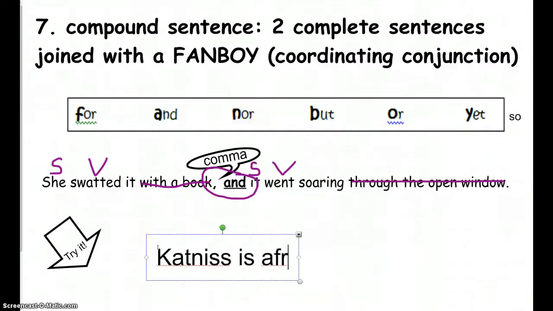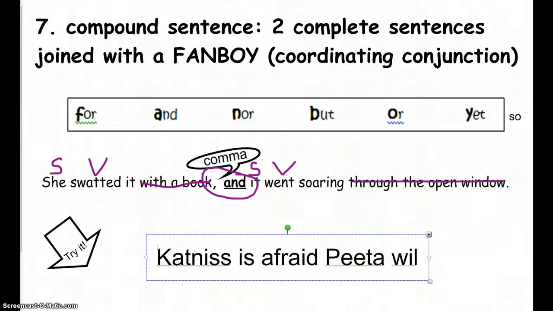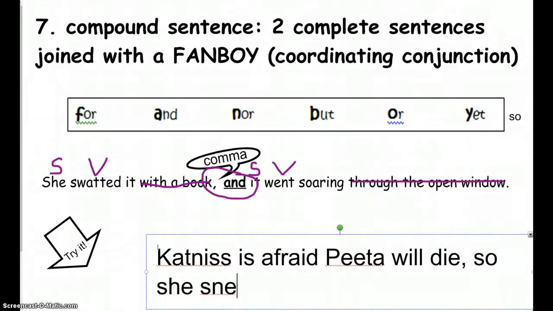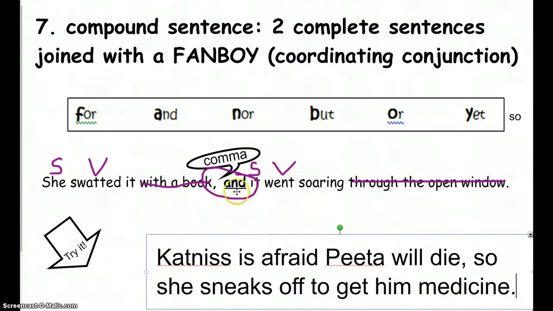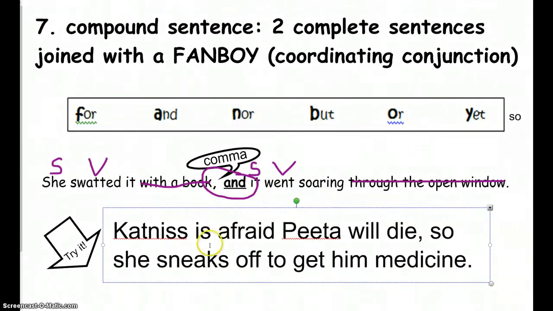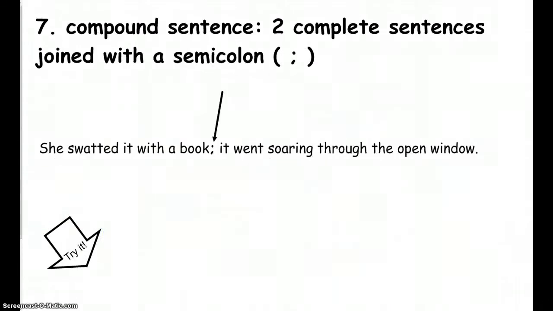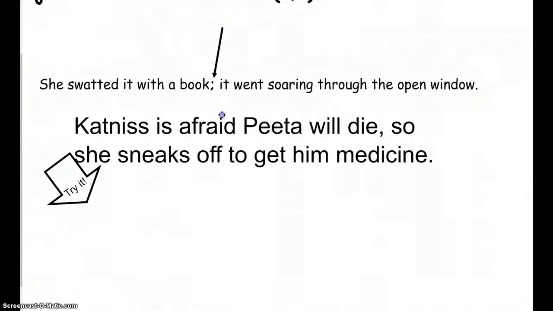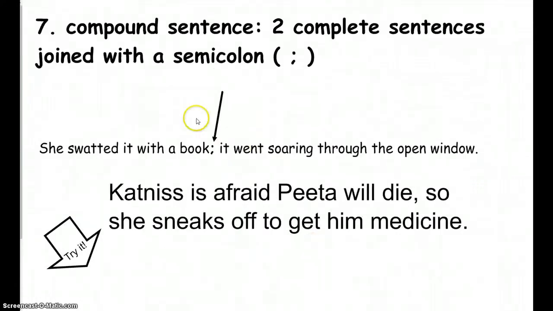Katniss is afraid Peeta will die, comma, so she sneaks off to get him medicine. Our subject is Katniss, is the verb. We've got our comma conjunction so, she is the subject, sneaks is the verb. Now, if we take this sentence, another way that we can use this sentence and make a compound sentence is to try a semicolon instead of a comma conjunction.